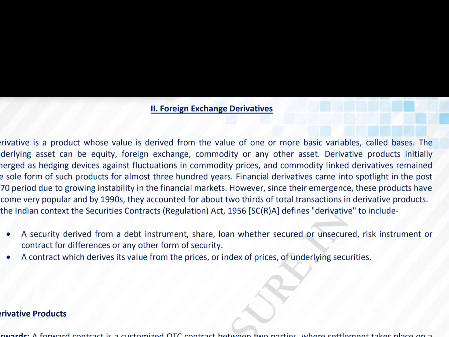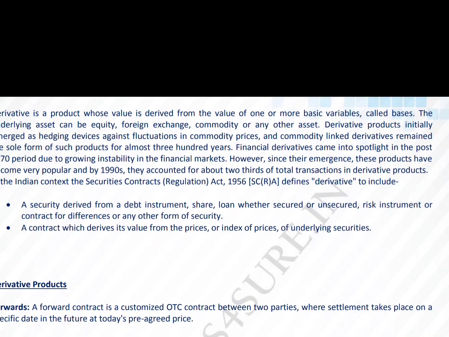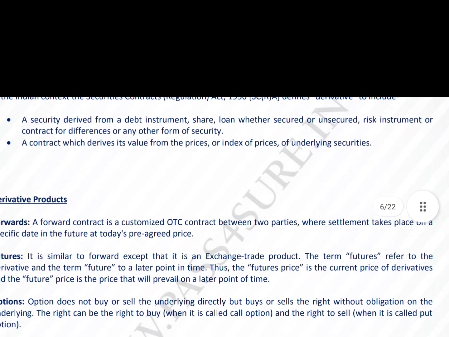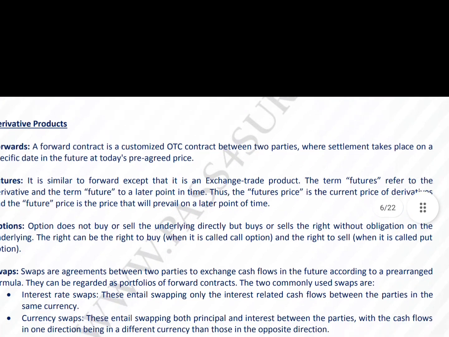Now we will move forward towards foreign exchange derivatives. As we all know, a derivative is a product whose value is derived from another value. And among derivative products, there are four major products, which were also in equity derivatives: forwards, futures, options, and swaps.